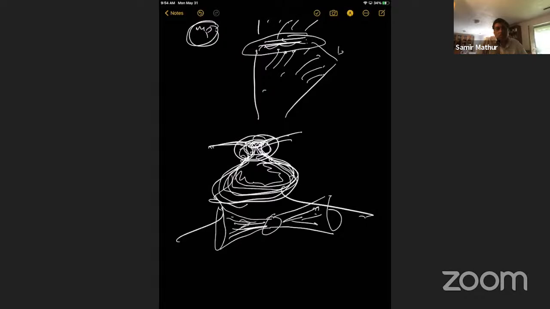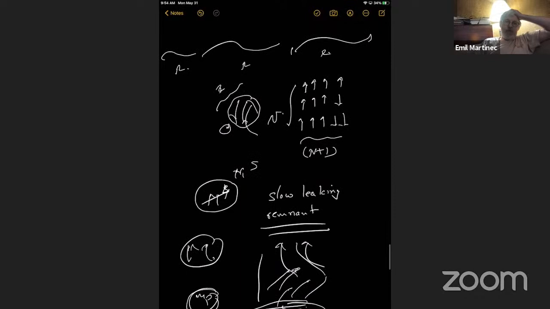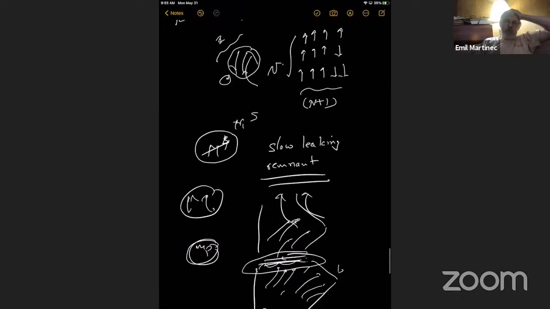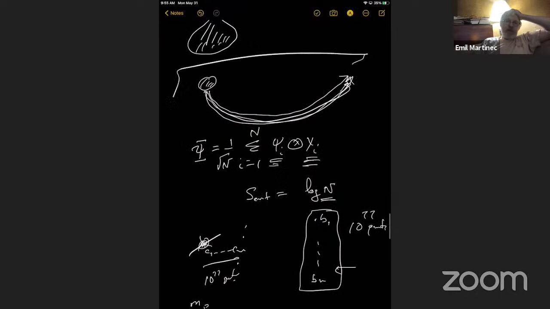So going back up a bit to this picture of the wormhole, what's the playbook for the energetics in that sort of situation? It's a little further up. Here you go.